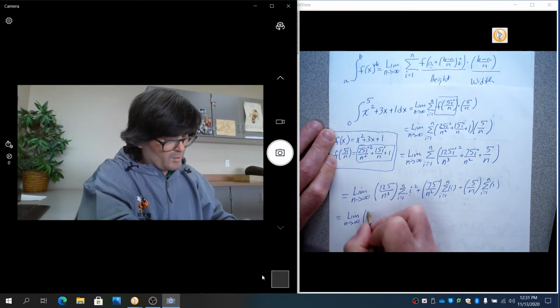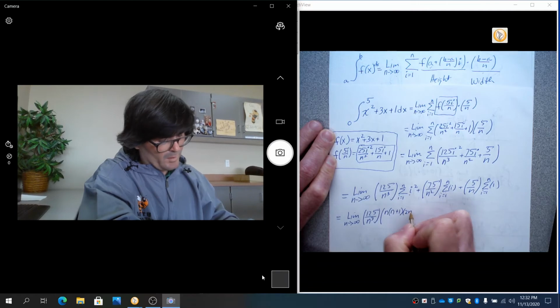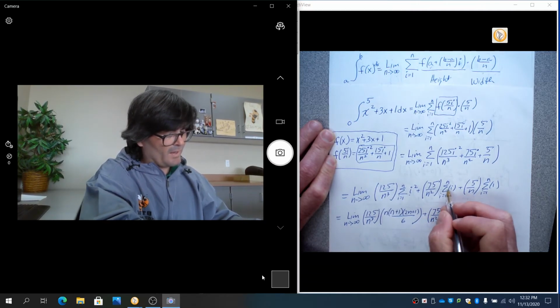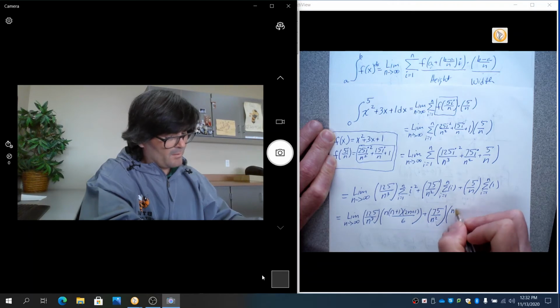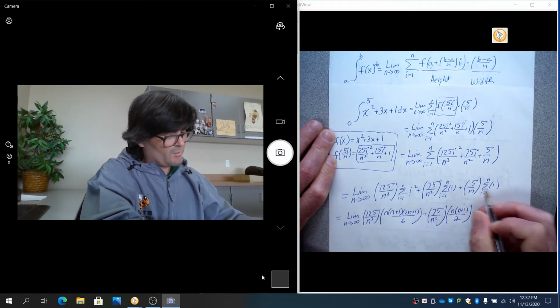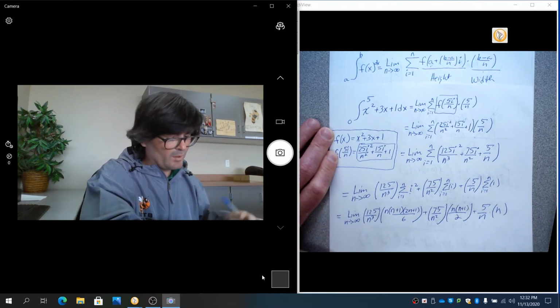I've got 125 over n cubed. i squared is the long one. It was n times n plus 1 times 2n plus 1 over 6. 75 over n squared is kept. The sum of i was n times n plus 1 over 2. And then this one is just n. So now we're down to a basic limit problem.